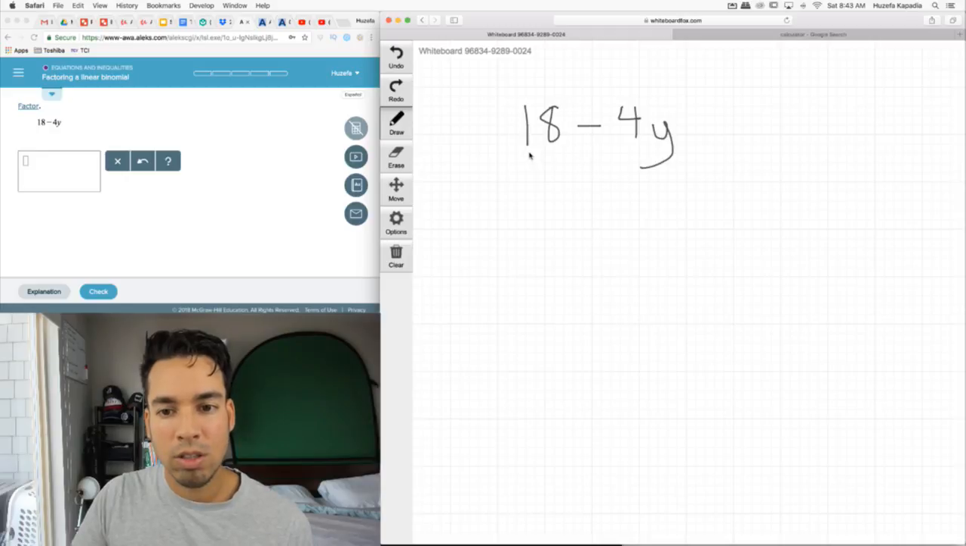But what you can do is look at this number and this coefficient and ask, what do they have in common? Meaning, what factors do they have in common? Well, they're both divisible by 2.